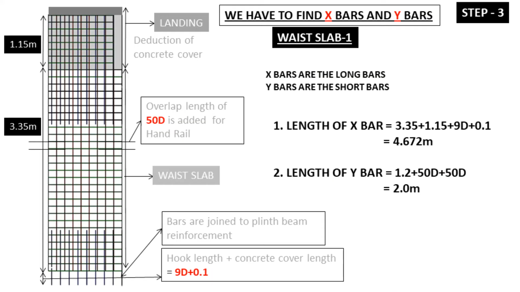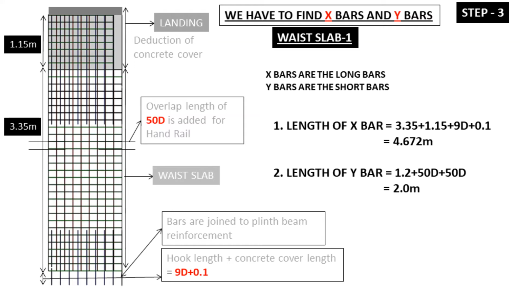Let's start calculating the bars. First we have to find X bars and Y bars. Here X bars are the long bars, Y bars are the short bars. So length of X bar equals total length of waist slab plus landing bar length plus hook length plus cover length. From here we will get 4.672 meter, which is the length of X bar.